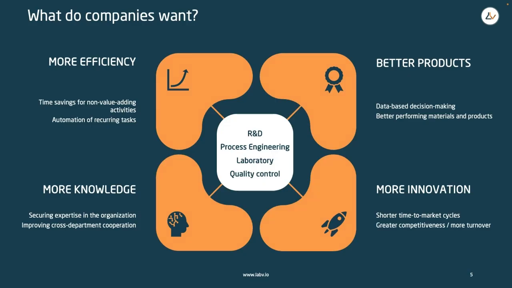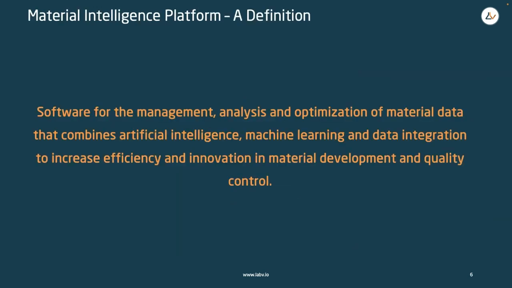Now, I said we want to present and introduce our material intelligence platform, but what is that? This is a completely new software category. It's something that goes beyond LIMS and beyond R&D platforms. A material intelligence platform is a software solution that is managing, analyzing, and optimizing material data by combining our artificial intelligence technology, machine learning, but also data integration from many sources to, at the end, with the final goal, increase efficiency and also innovation in material development, but also in the quality control, so in the product production, if you will.